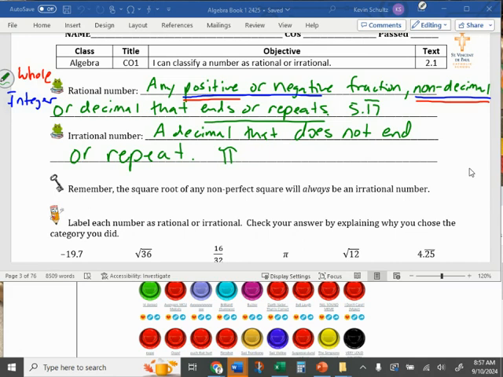How do we show that a decimal goes on forever without repetition? Do you know the math symbol for that? Christian? It's like a dot, dot, dot. Exactly, the dot, dot, dot.